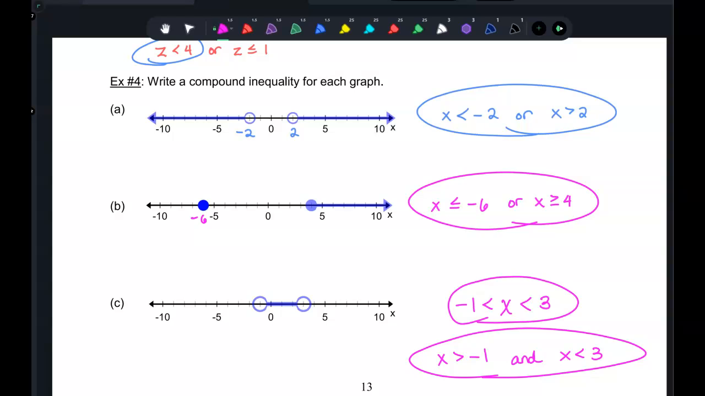Yeah, Evan is right. Oh, you know what? I just realized this doesn't have a shade. Good catch, Evan. Here's what I'm going to do. If it's just a dot, we're just going to put an equal to sign because there's no shaded part. So it's just going to be x is equal to -6 or, and then part of them is shaded. Okay, C we should already have done because that was shading in between. That was "and."